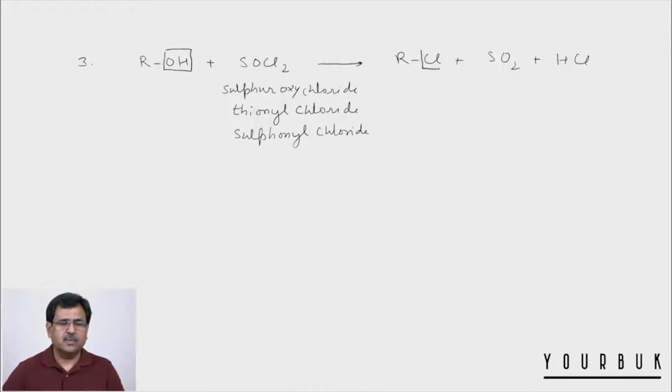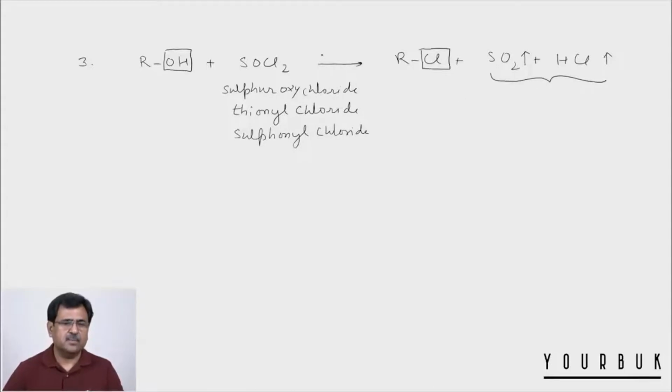So this is an example of a nucleophilic substitution, and in this case both the side products are gases. SO2 is a gas, HCl is also a gas. So both these side products escape from the reaction, and as a result the reaction proceeds in the forward direction. So this is the best method to prepare alkyl chloride from alcohol, because both the side products are gases.